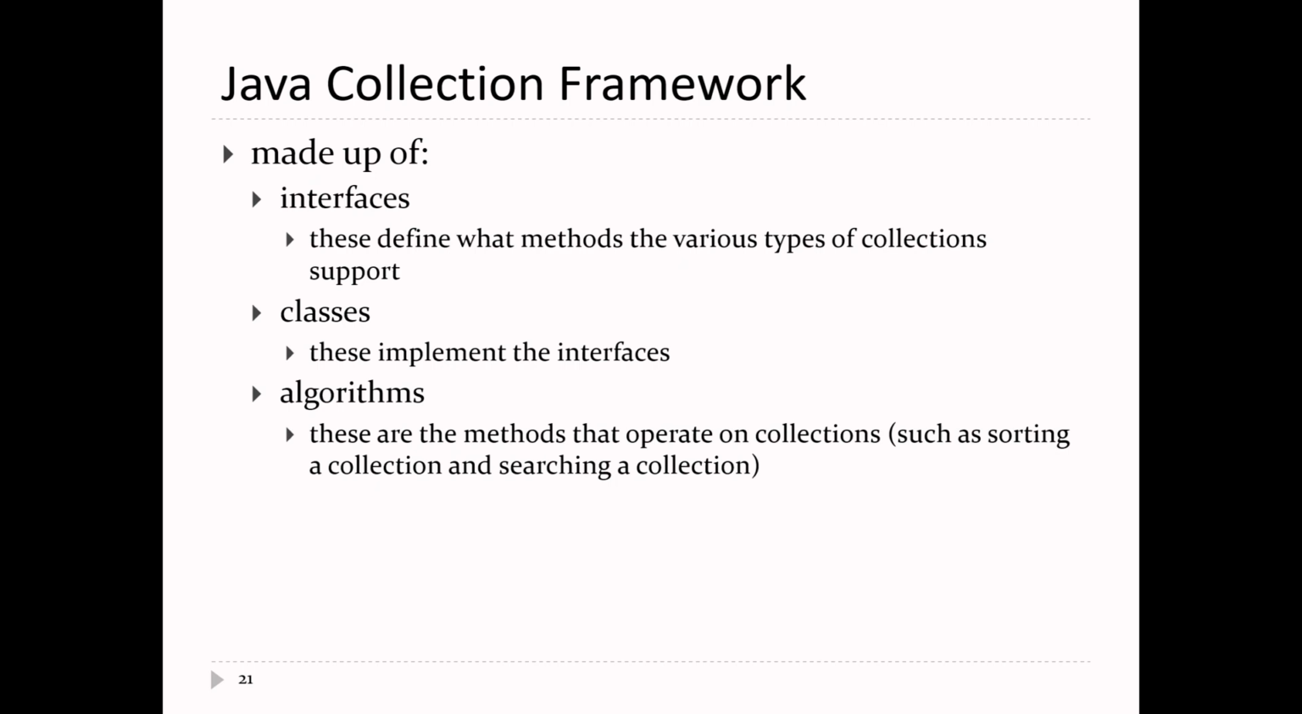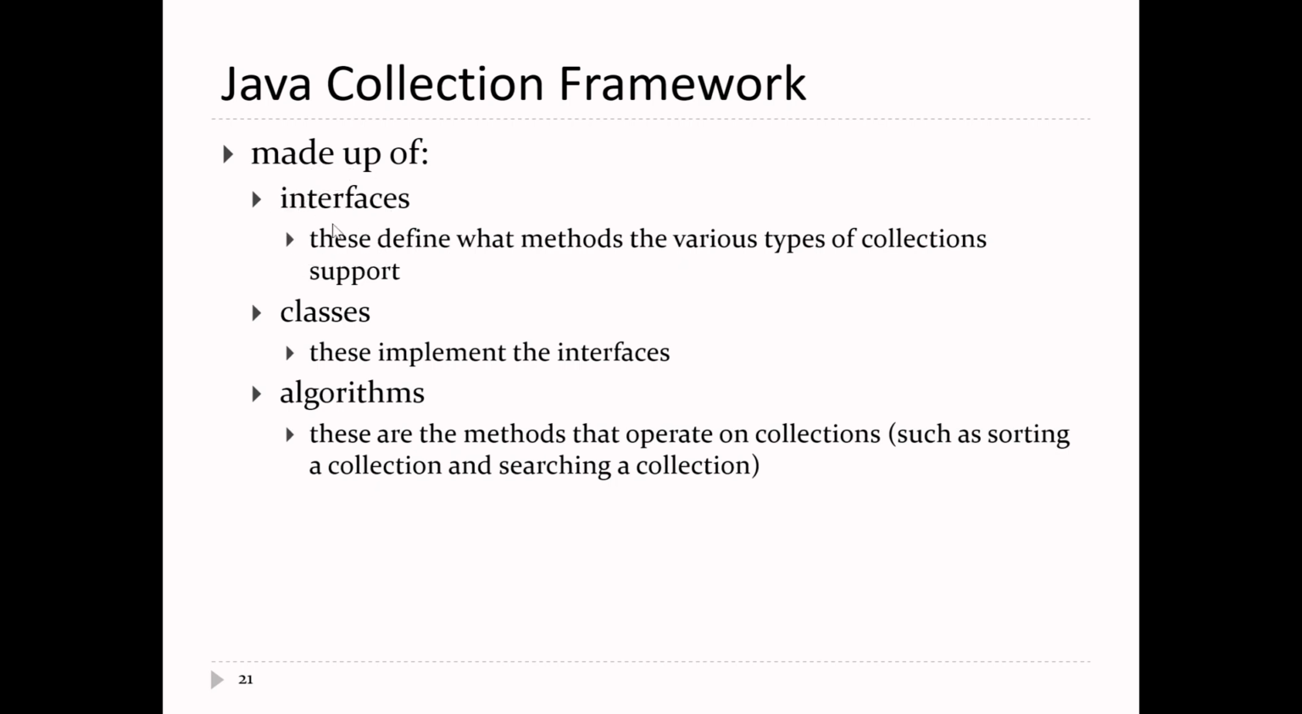So the collection framework is made up of a bunch of interfaces. These interfaces define what methods the various types of collections must support. The interface for set says all sets must do this, the interface for map says all maps must do this, and the interface for list says all lists must do this. Exactly how those classes do what they do is undetermined by the interfaces. The classes are the things that implement the interfaces, so the classes decide how they are going to provide these operations.